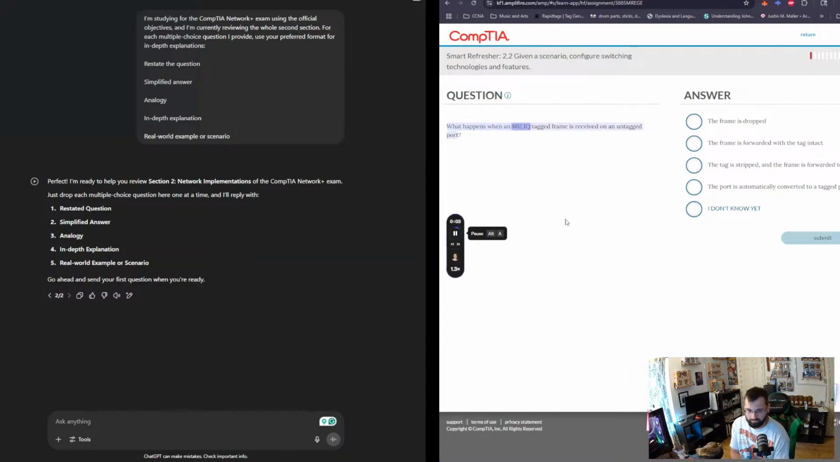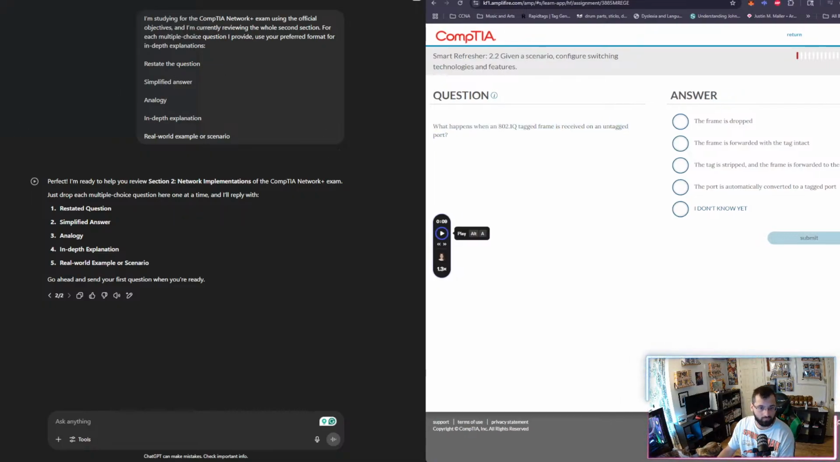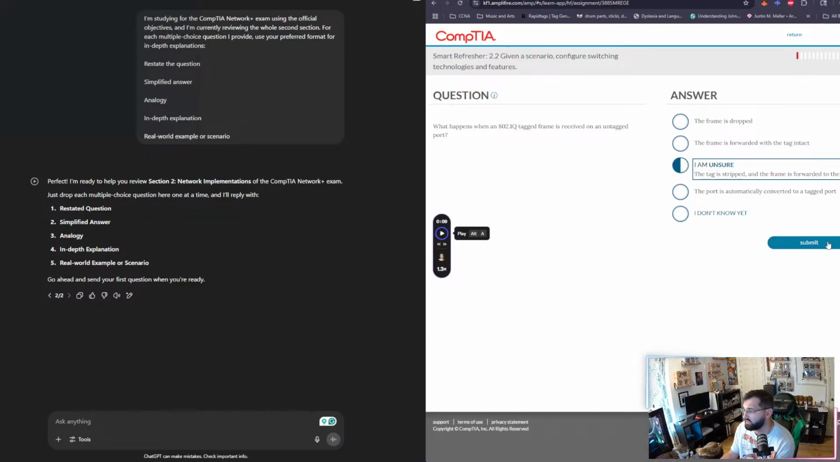What happens when an 802.1Q tagged frame is received on an untagged port? Oh, man, I know this. The frame is dropped. The frame is forwarded with the tag. Tag is stripped and the frame is forwarded to the host. I'm pretty sure that's the answer. Yes.